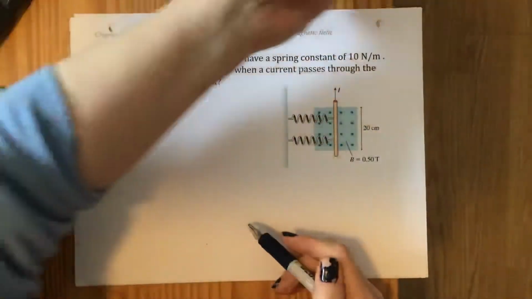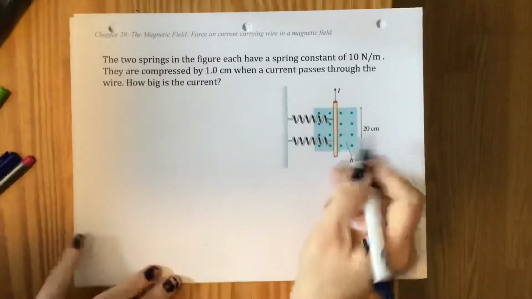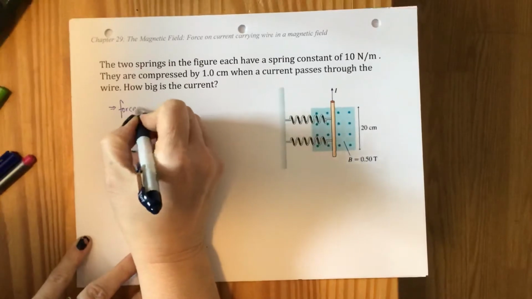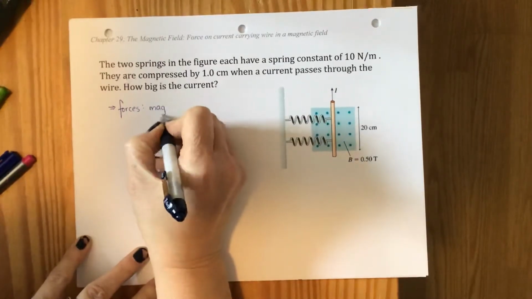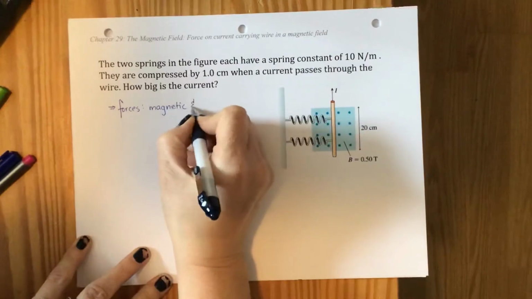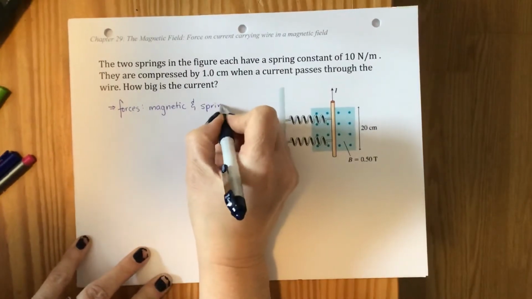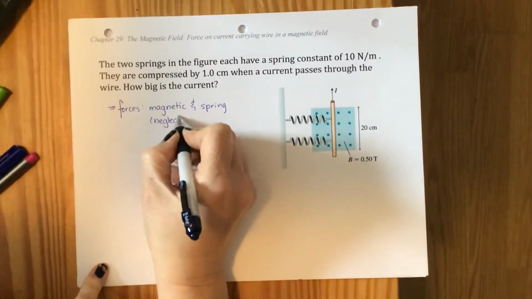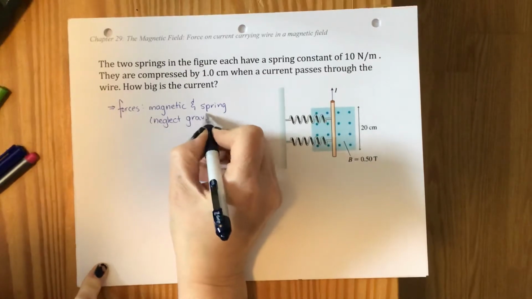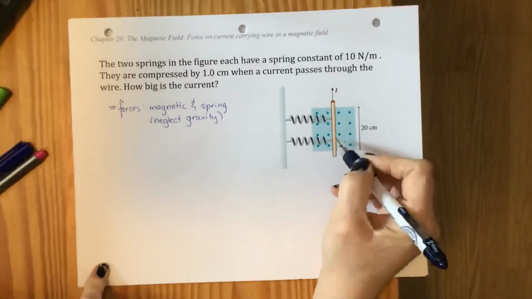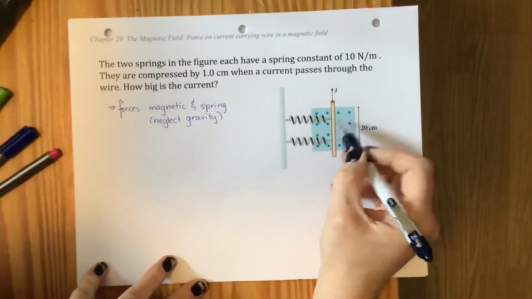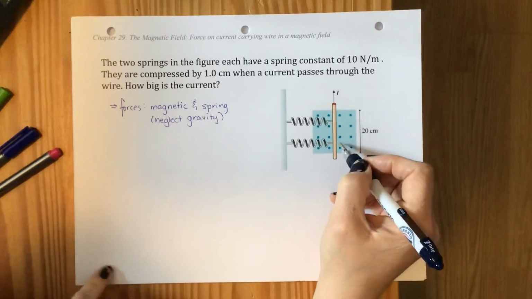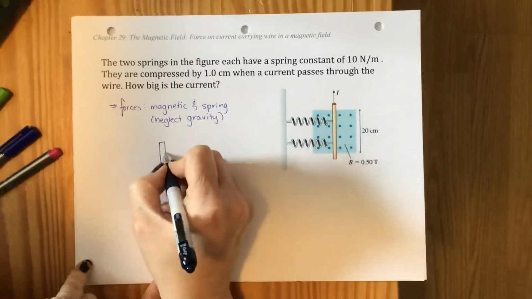So what's happening in this picture is that there are forces acting on the wire. There's going to be magnetic force and spring forces. Let's assume that we're going to neglect gravity. Let's assume that the mass of the wire is small enough so that it'll be insignificant compared to the magnetic and spring forces. Let's draw a free body diagram. Let's put in what we know about the forces, and let's see if we can figure out what the current is. So I'll redraw the wire right here.